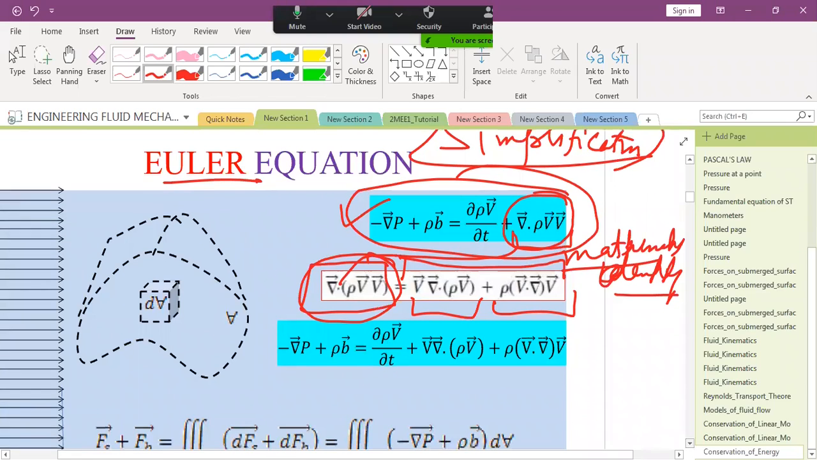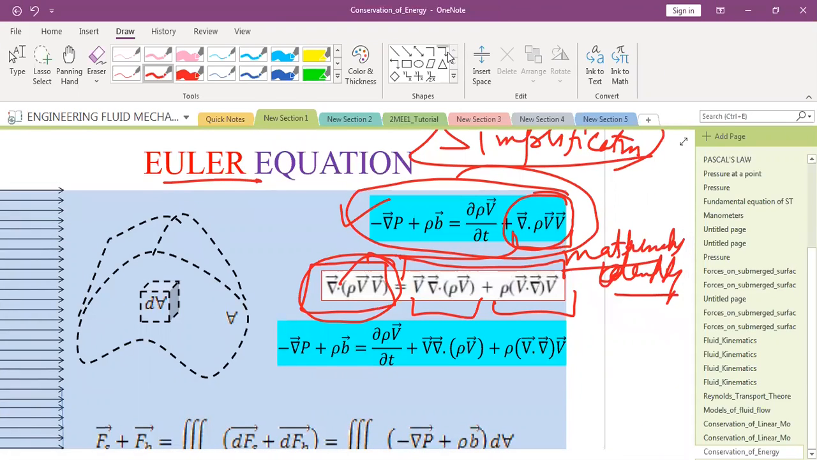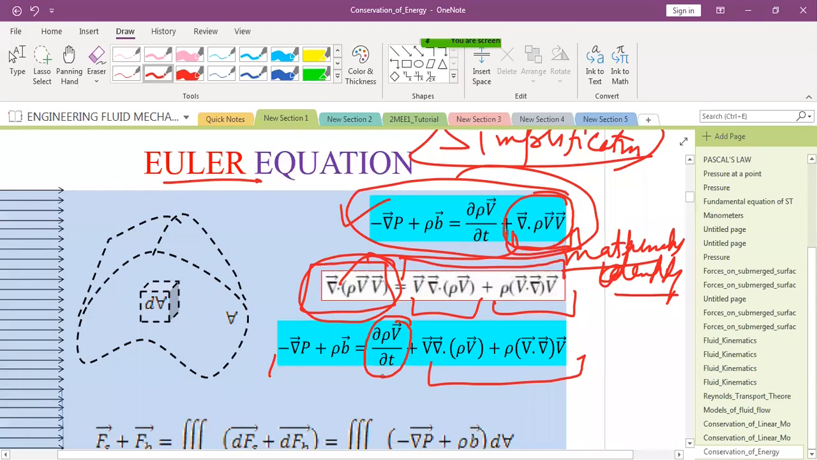Any doubts to anyone? So I have started with the Euler equation, and I am simplifying the terms. Now let me know, can you simplify this term further? I have written down, instead of this, these two terms. Can I simplify this term further or not?